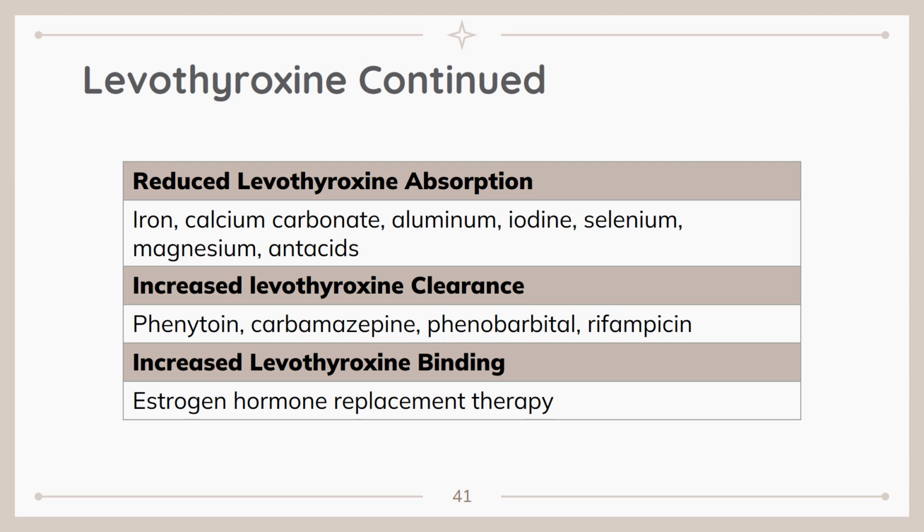As mentioned before, levothyroxine has many potential drug-drug interactions. Some examples here might be reduced absorption, so not getting as much into the body, due to anything that is chelating, such as iron, calcium carbonate, aluminum, iodine, selenium, magnesium, and antacids. It can lead to an increased clearance, so again, not being as much in the body, due to phenytoin, carbamazepine, phenobarbital, rifampicin. And it can also be increased in the body due to estrogen hormone replacement therapy.